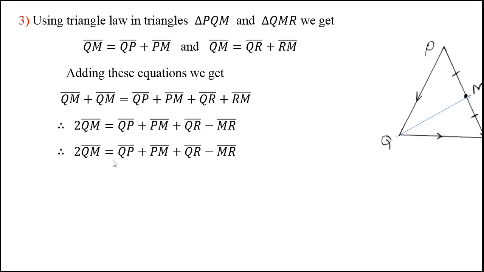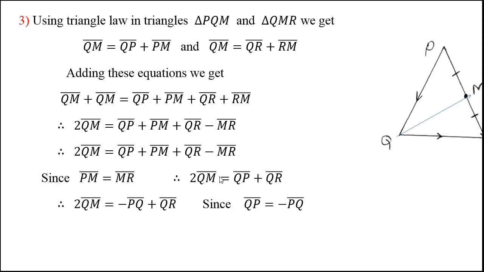So 2 times QM bar is simply QP plus QR. These two things will get cancelled. And therefore, this 2 times QM is equal to QP. But PQ is given as 2A, so I write it as minus PQ. QP is replaced by minus PQ, and this QR is kept as it is. Minus sign as it is, and PQ means 2A bar, QR is 2B bar. We want QM is equal to B bar minus A bar. So this is how to express given vectors in terms of A bar and B bar.